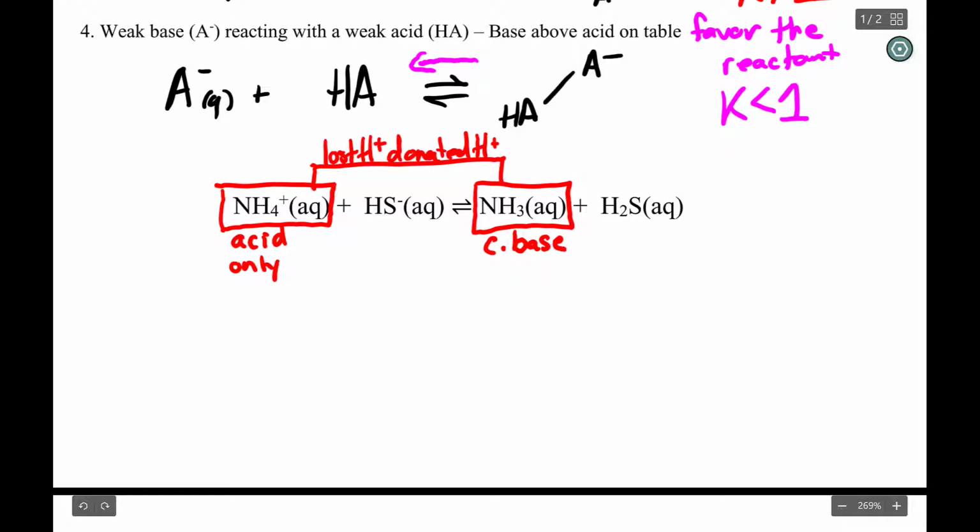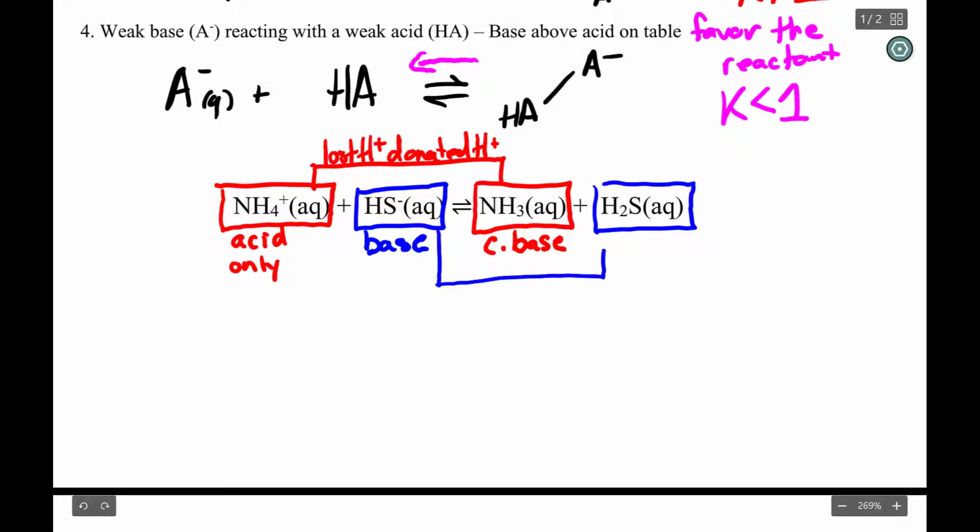Now, HS minus is actually amphiprotic. It could be an acid, it could be a base. It has a hydrogen to donate, it has a negative to accept. However, it has to act as the base because the NH4 plus can only be an acid. When I compare it to its partner, I can see that it has accepted an H plus because it has one more hydrogen and one less negative charge. So this is now a conjugate acid. And of course it has to be an acid because that's the only thing H2S can be. So this is the conjugate acid.